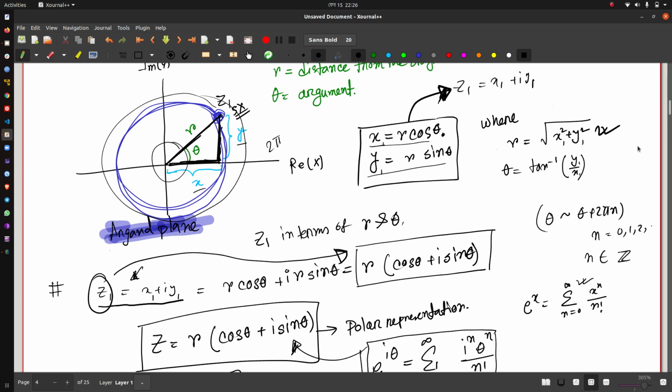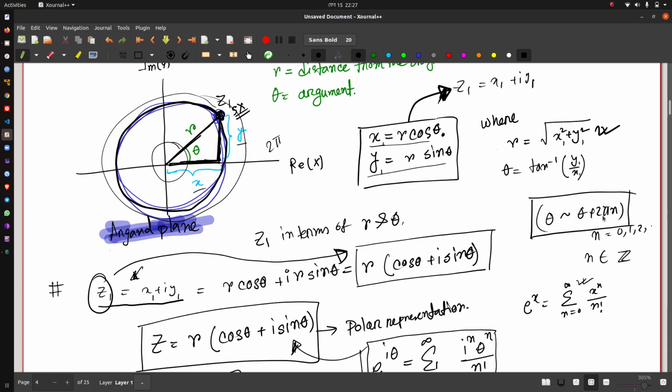And now we want to be more precise about this theta, because there is no confusion about r, but there is a little bit of confusion about theta, because you can rotate around this origin and you can always end up on the same point as many times as you want. Let's say you rotate 2 times, 3 times, 4 times, and so on. So that's why instead of using just theta, we are going to use theta is equivalent to theta plus 2 pi n.